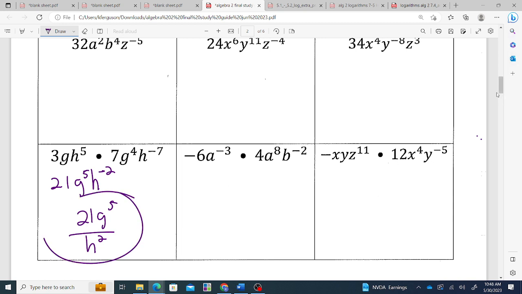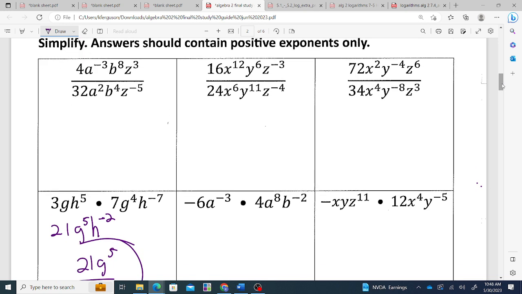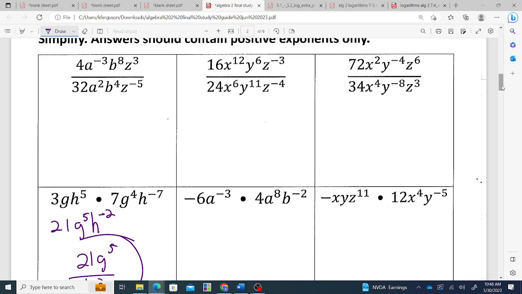All right. That's the product rule. Now we got what?